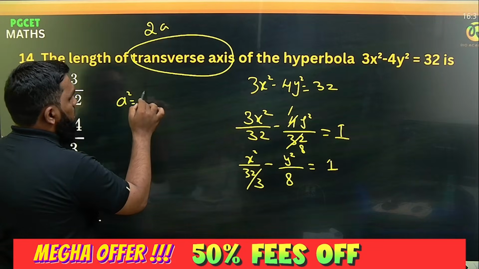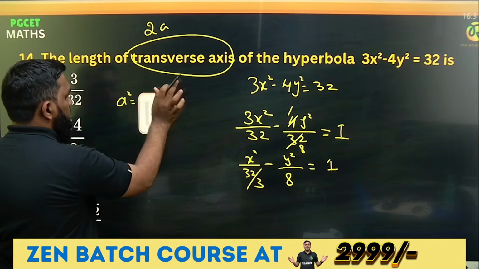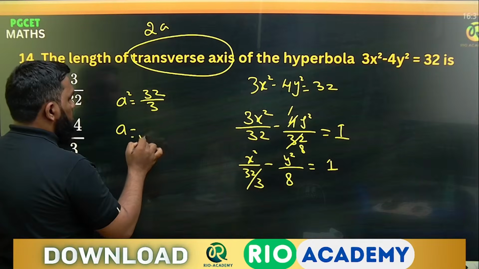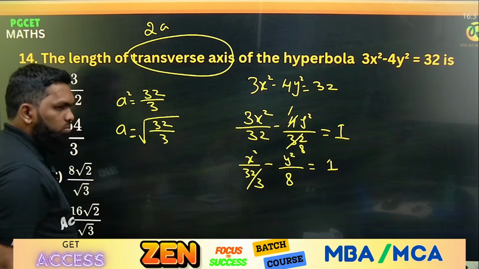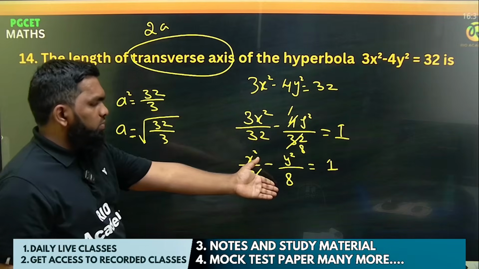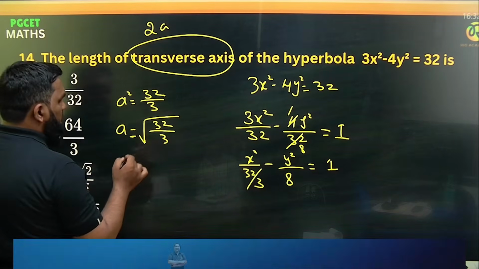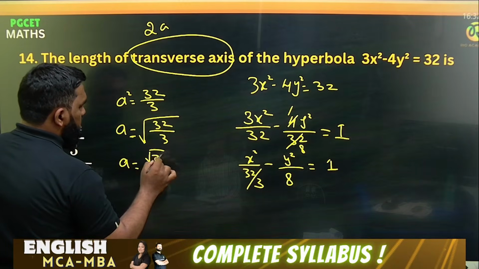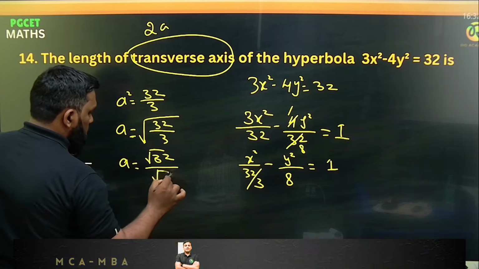Now we have the value of a square. A square will be 32 by 3. Now the value of a will be root of 32 by 3, because we need to find a. We need not take b. Now here we write a is equal to root 32 by root 3.